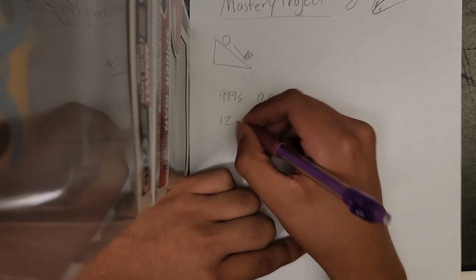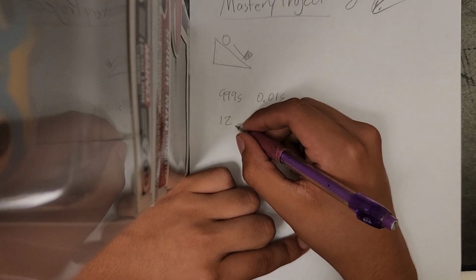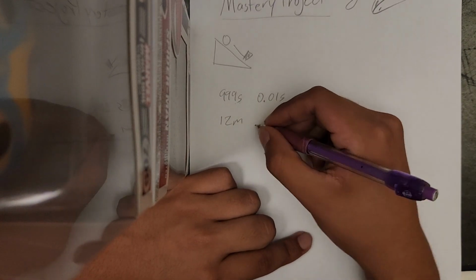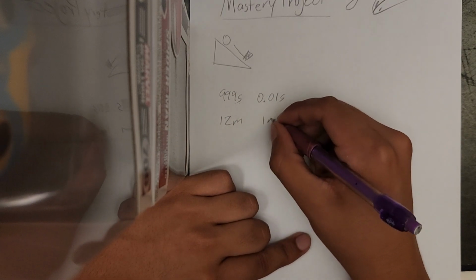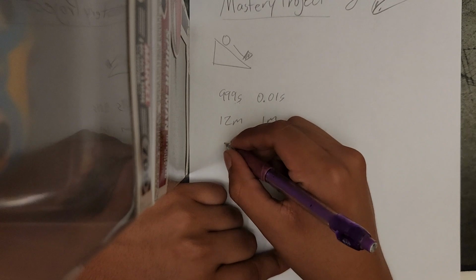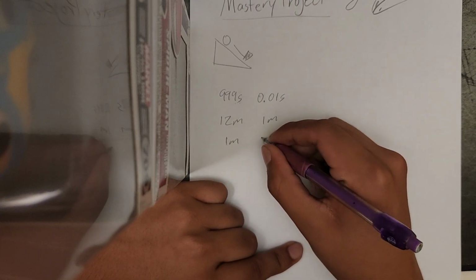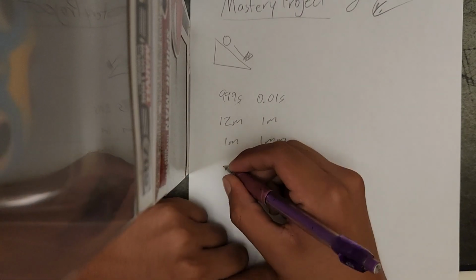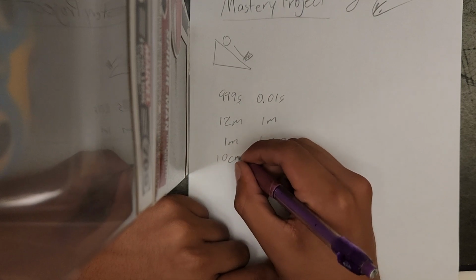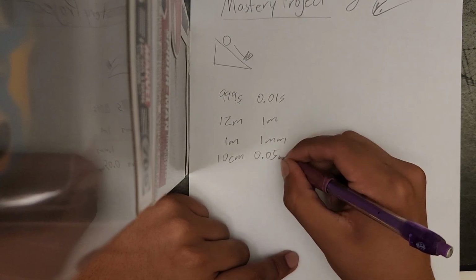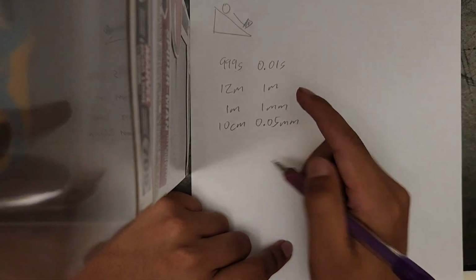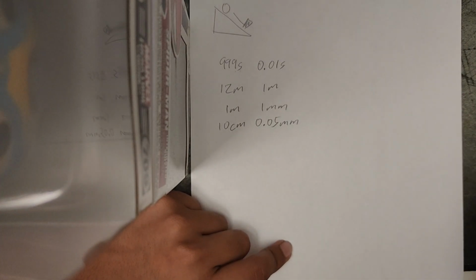Then we also have the meter stick, which can hold up to 1 meter. We have the next one, 1 millimeter, and then we have the final, 0.05 mm. All right, so these are all the measurements that we have.